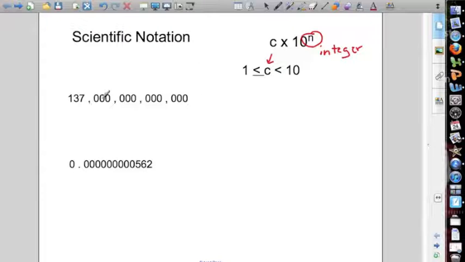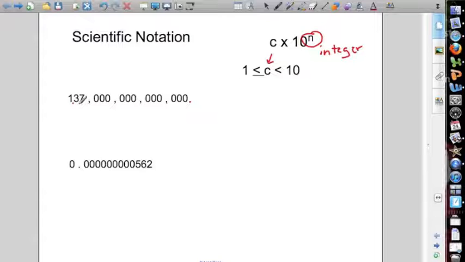As we look at this big number then, what we want to do is move the decimal place in such a way that it creates a number between 1 and 10. So right now the decimal place is right here. I want to move it in such a way to make it between 1 and 10. So I'm going to move it right here between the 1 and the 3, because when I move between 1 and 3, I get 1.37. Notice that that's the only place I can move it to create a number between 1 and 10.